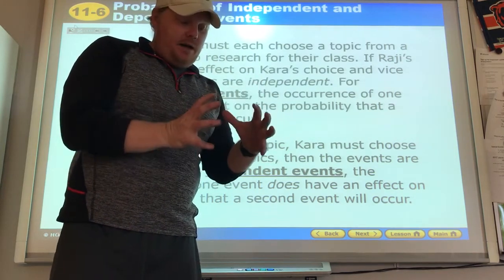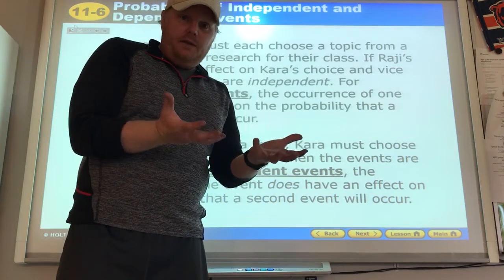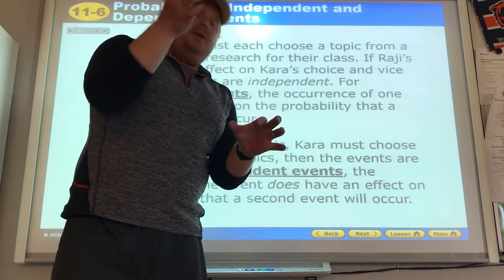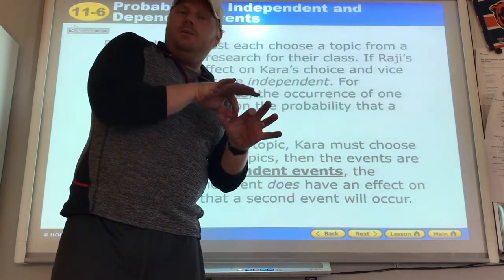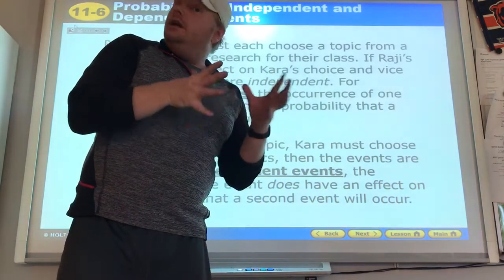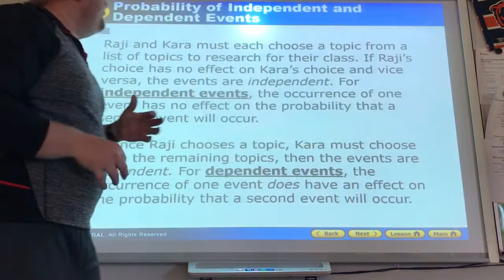Now, let's say I have that same bag of marbles. 5 blue and 5 red. Blue marble, yay! Put the blue marble back in the bag. Notice that since I replaced it, those are independent. It doesn't change my probability at all.